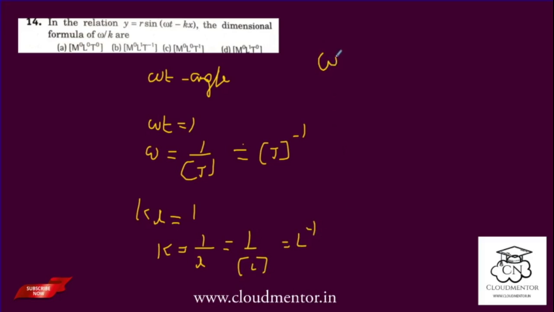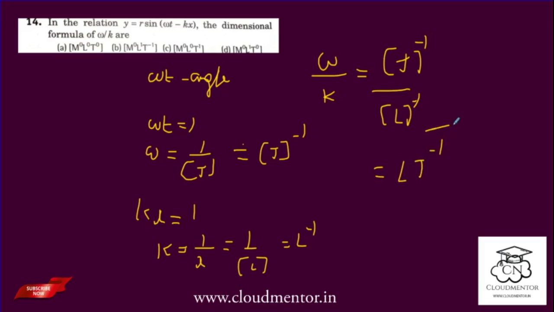So for omega by k, for omega we can write T raised to minus 1, and for k we can write L raised to minus 1. Taking L raised to minus 1 upward, LT raised to minus 1 will be the answer, or M raised to 0, L raised to 1, and T raised to minus 1. So looking at the options, option B is the right answer here. Next question.